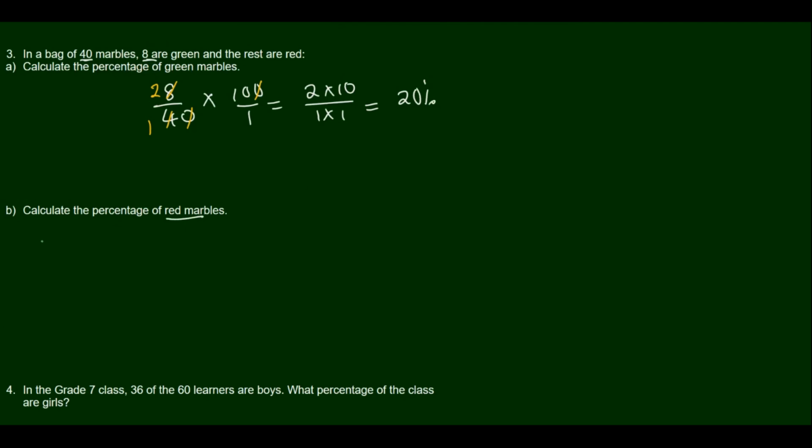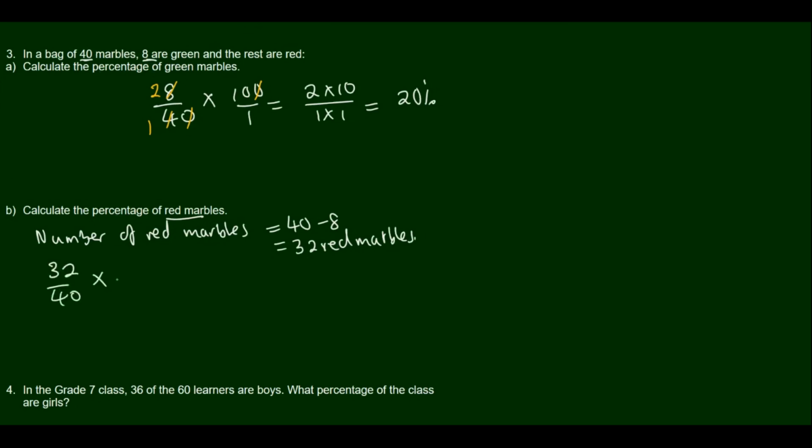First, let's find the number of red marbles. Number of red marbles is equal to 40 minus 8, meaning that is 32 red marbles. Right? So now we're expressing these 32 red marbles as a percentage of 40 marbles. So it's 32 over 40 times 100 over 1.